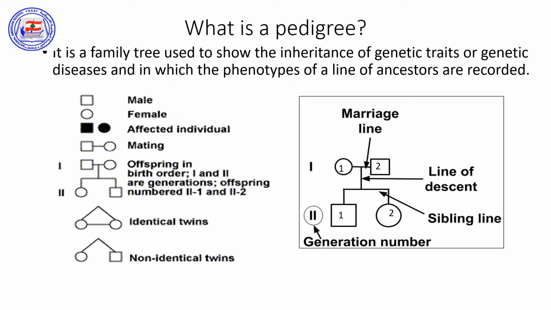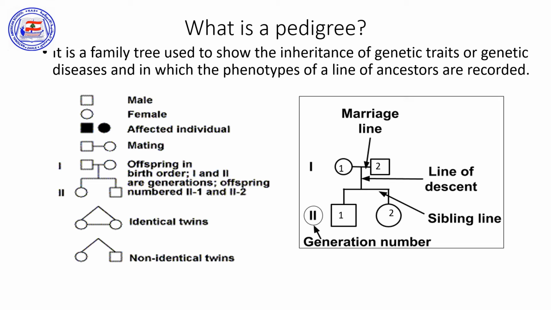So what is a pedigree? A pedigree is a family tree used to show the inheritance of genetic traits like hair color or genetic disease like diabetes, and in which the phenotypes of a line of ancestors are recorded. Here is an example of a pedigree made up of two generations, generation 1 and generation 2.